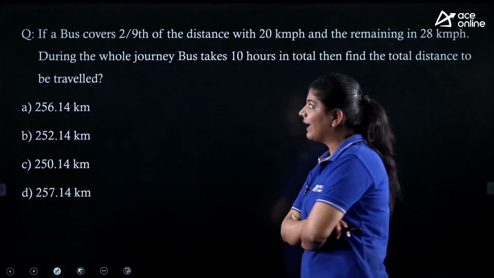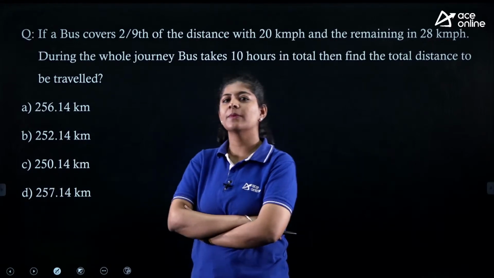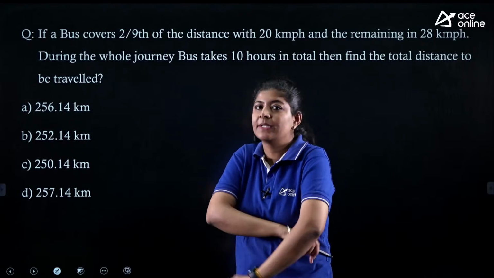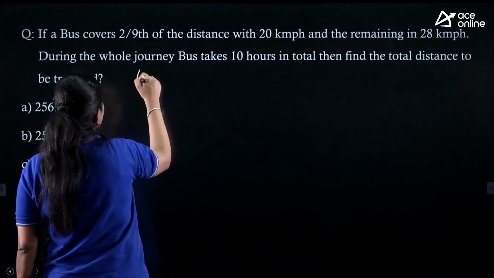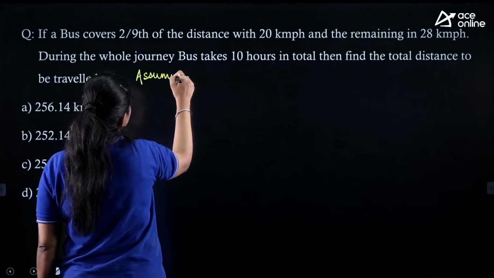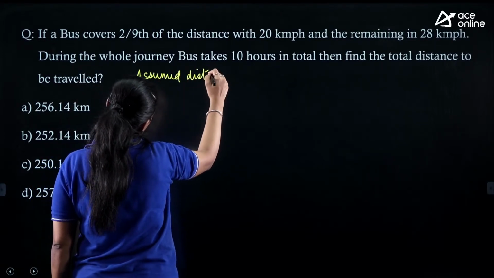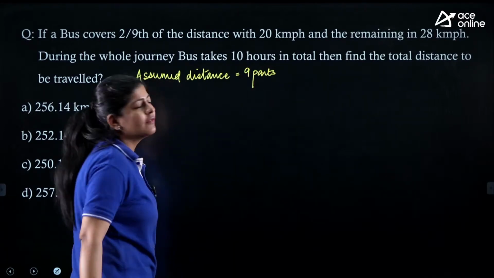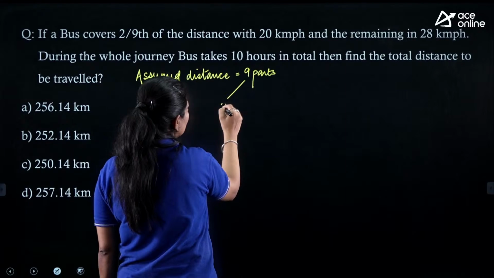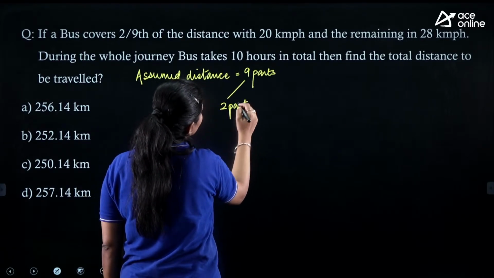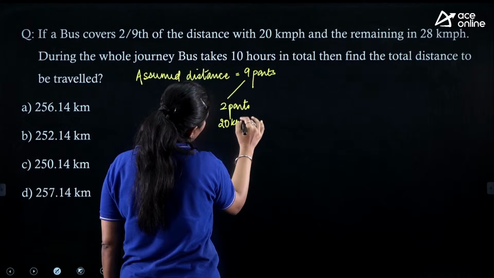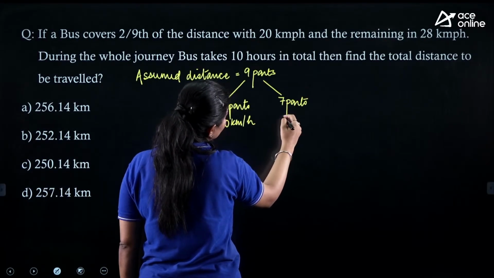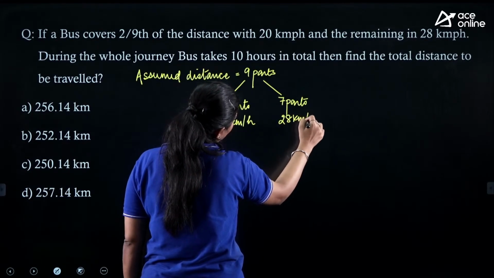Look, as we do not have the specific details here, I am just assuming the distance that I need to cover is either 9 parts or 9 kilometers. It's completely my choice, right? So I am just assuming the assumed distance is 9 parts. Now out of these 9 parts, 2 parts are covered with a speed of 20 kilometers per hour and the 7 parts with 28 kilometers per hour, right?